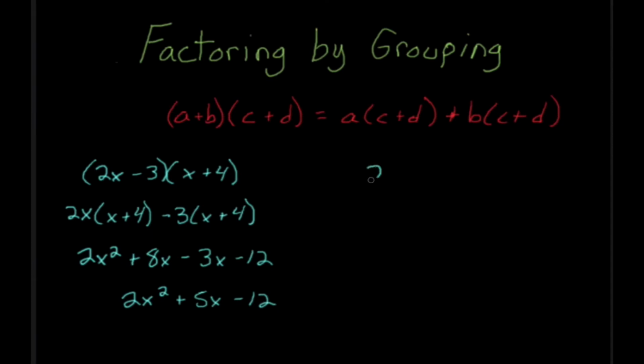So let's say we started out with 2x squared plus 5x minus 12. Our next step would be to write it out as 2x squared plus 8x minus 3x minus 12. The problem is, how do we know how to split up this middle term, 5x? Just like our other method, there are an infinite number of ways of splitting up this middle term.